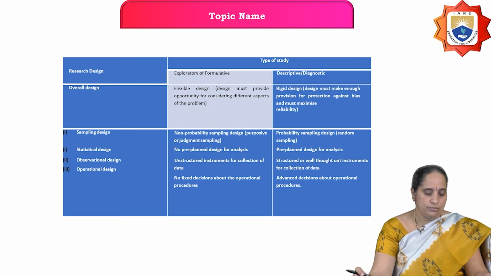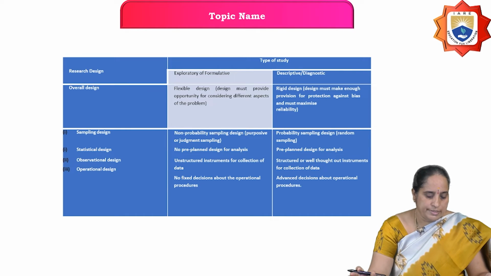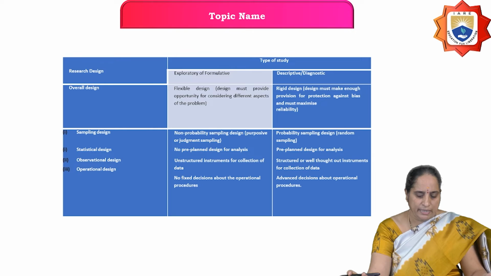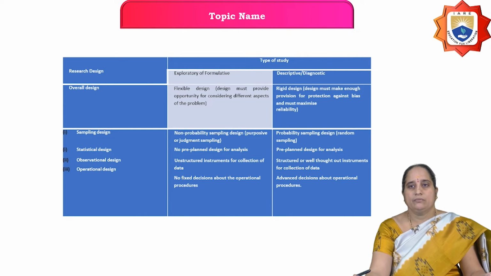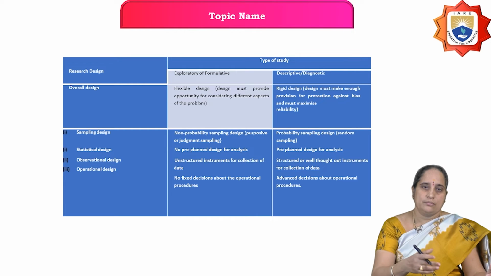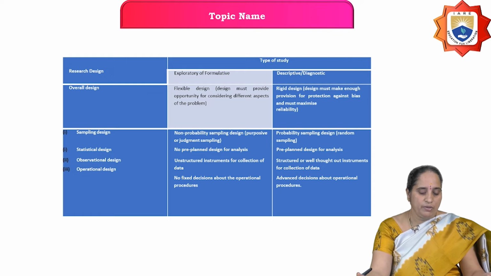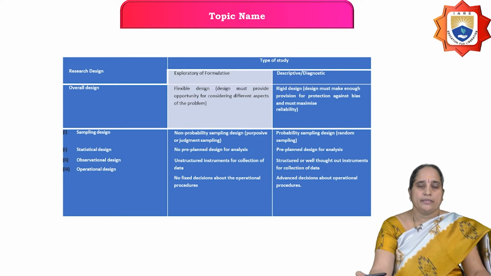And coming to stratified design. So no pre-planned design for analysis. But whereas here, in case of descriptive, there will be a pre-plan. Accordingly, we used to analyze the data. It is well settled because before going to conduct a survey, we'll have some sort of plan in case of descriptive or diagnostic type of studies. So accordingly, we used to proceed further. Then coming to observational design, in case of exploratory research survey, unstructured instruments for collection of data.